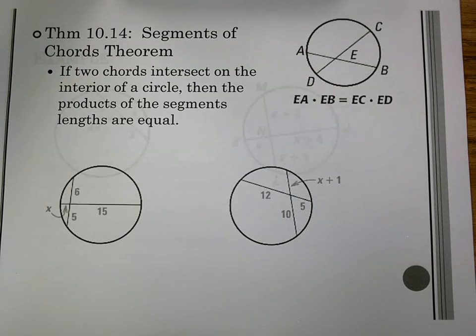We should note here it does not say that they meet at the center. It does not say one of them is a diameter. It just doesn't say anything in particular about them. They just happen to meet inside the circle. And that's enough here. So if we have that, then the products of the segment lengths are equal.